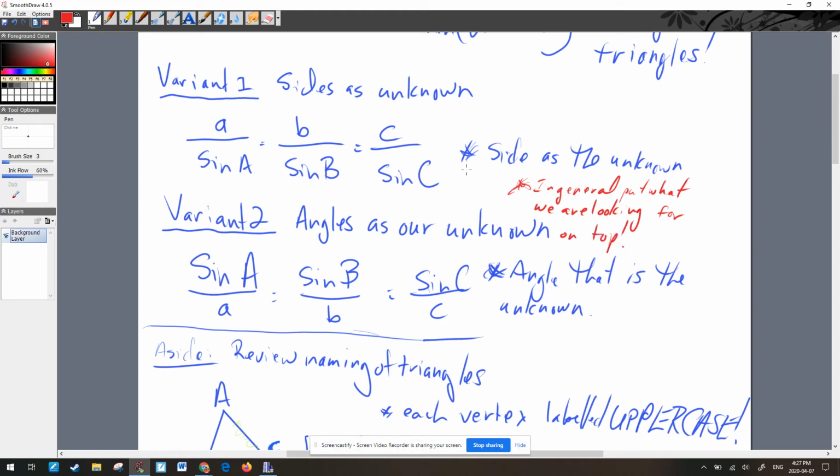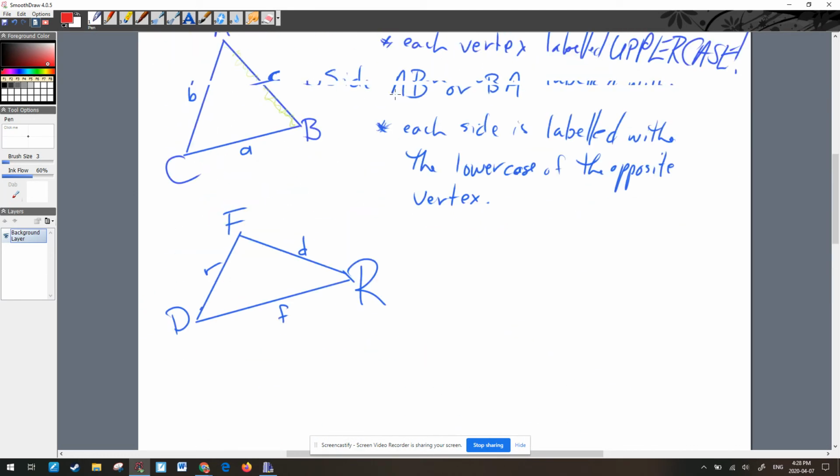So if I'm looking for sides, I want the variant that has sides on top. If I'm looking for angles, I want the variant that has angles on top, okay? So these are the two variants. Variant 1, Variant 2. This one's for sides because the sides are in the numerator. This one is for angles because angles are in the numerator. Okay, so that is a rundown of basic sine law.